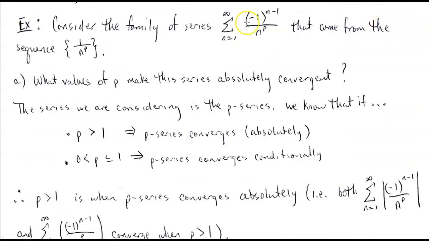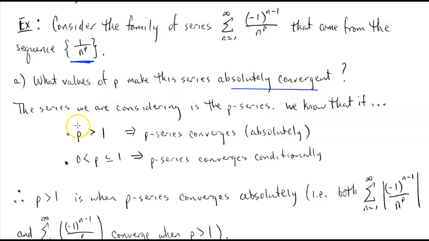So here, as a quick example, we want to consider this alternating p-series here, which of course comes from the sequence 1 divided by n raised to the p. We want to know what values of p make this series absolutely convergent.